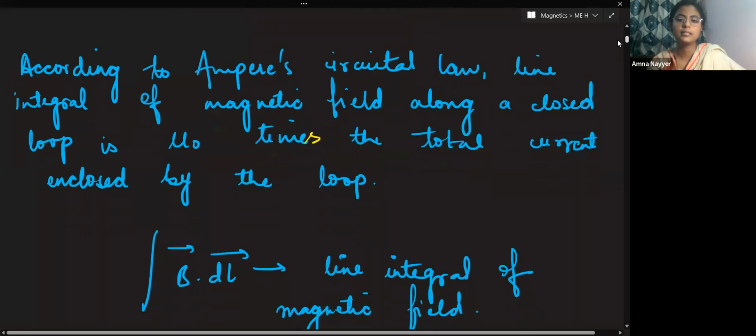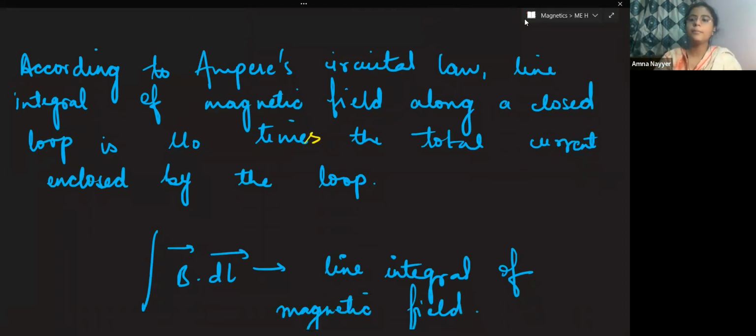See, according to Ampere Circuital Law, line integral of magnetic field, means B dot dl along a closed loop is mu naught times the total current enclosed by the loop. Means B dot dl is equal to mu naught I. Using this, we'll be figuring out the formulas. Applications for Ampere Circuital Law include solenoid and toroid, and those are simple. So this is not a tough portion.